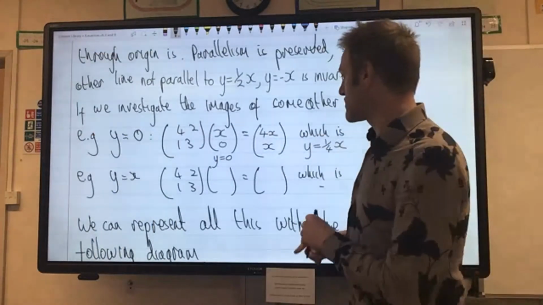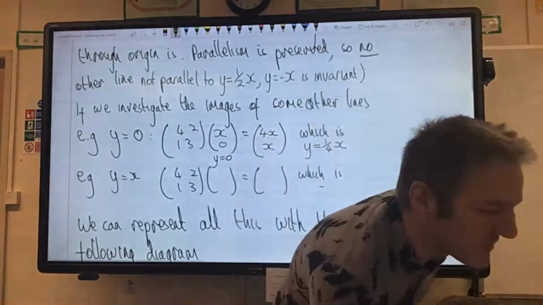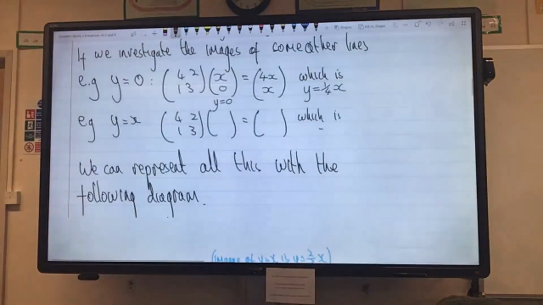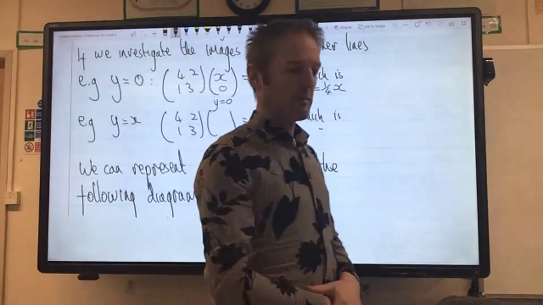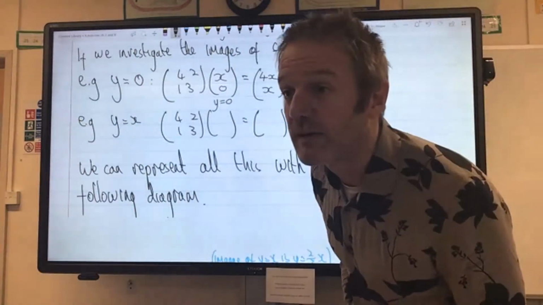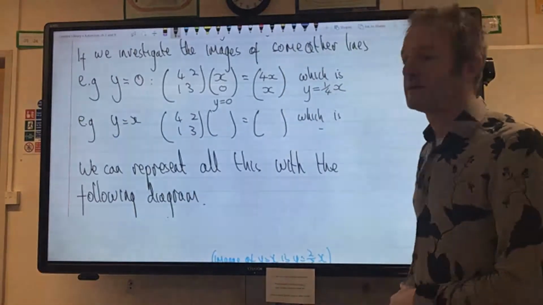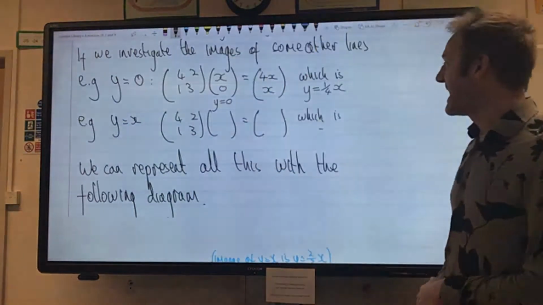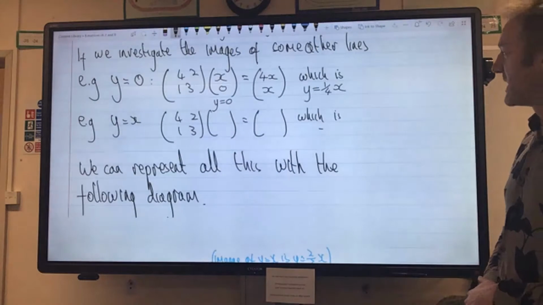If you could now try work out the image of the line y equals x, please. Where does the line y equals x go to? Andy, where do you get the image of the line y equals x?